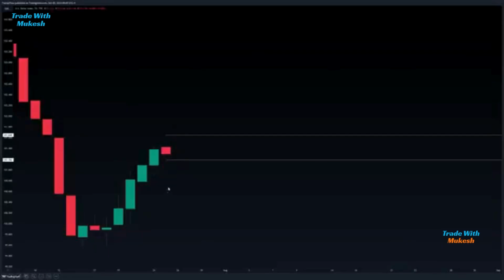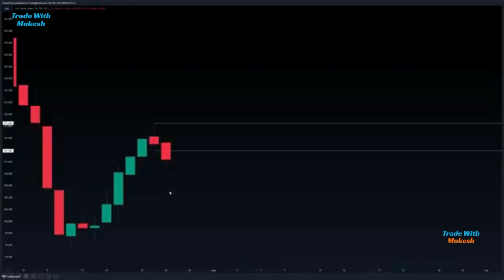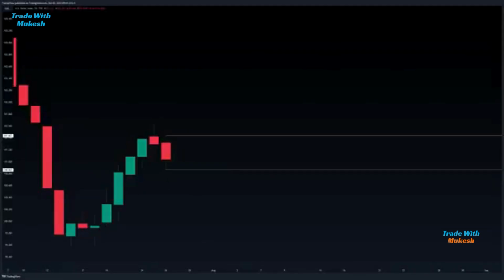Updating the new high and low, we expect price to at least reach the previous day's low now. The next day, price not only reached the previous day's low, but it also closed below it, generating a new bearish bias for the next day. Updating the new high and low, we now expect price to at least reach the previous day's low.